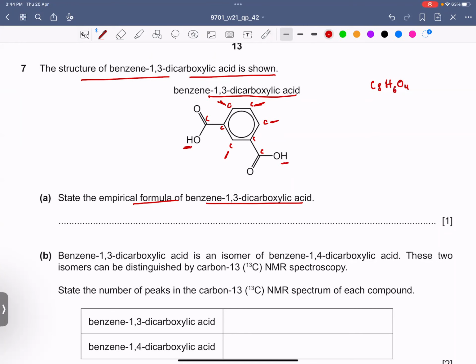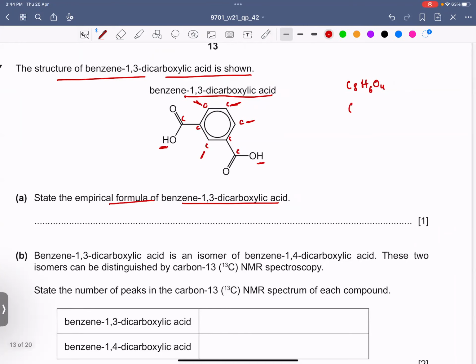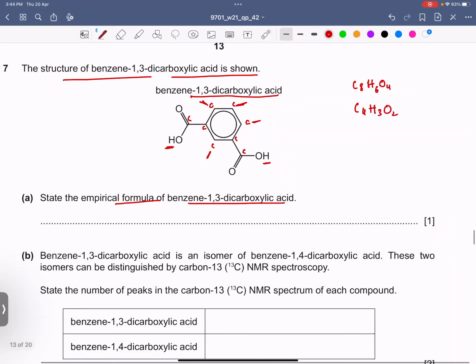So C8H6O4. If I simplify it, it would be C4H3O2. So the empirical formula of this benzene 1,3 dicarboxylic acid is C4H3O2. Is this clear to everyone? Yes. If anyone has any confusion, do ask.